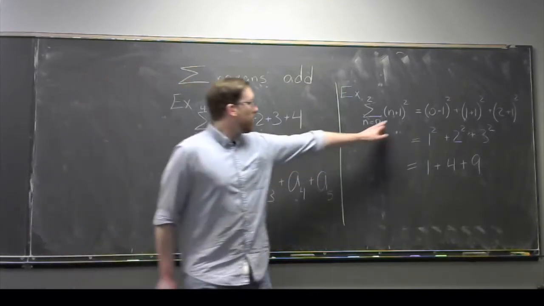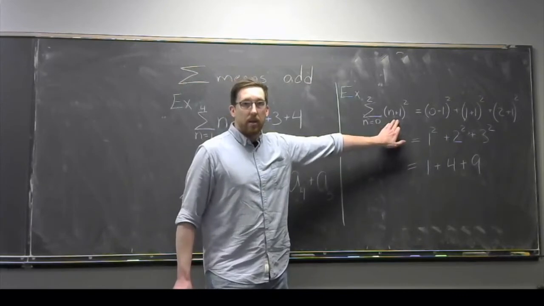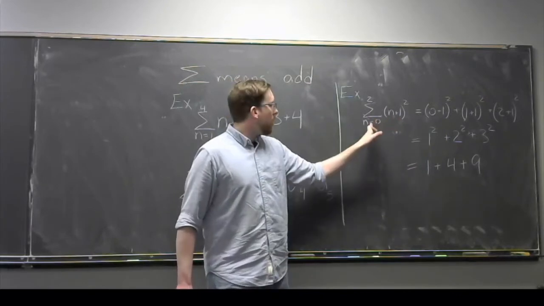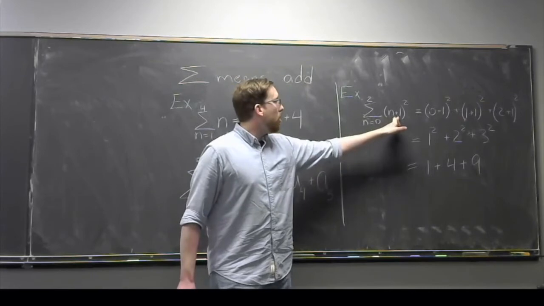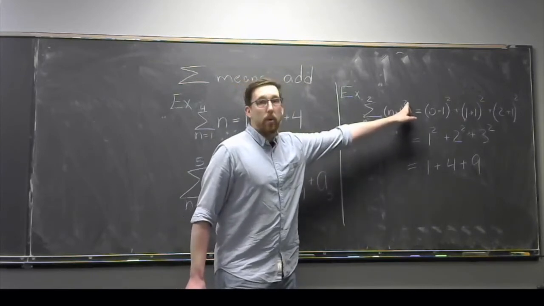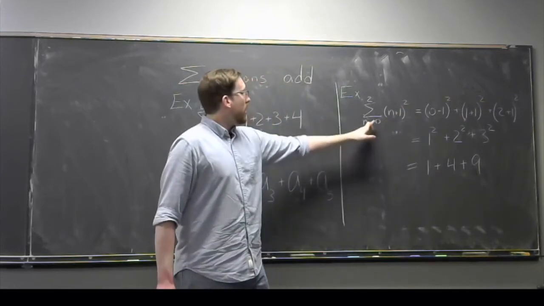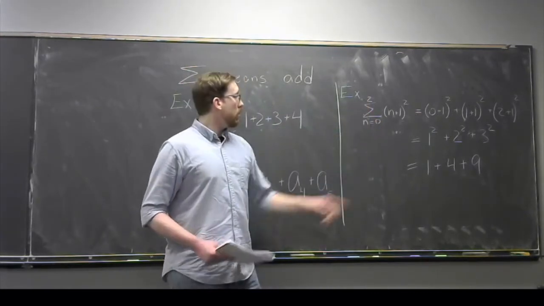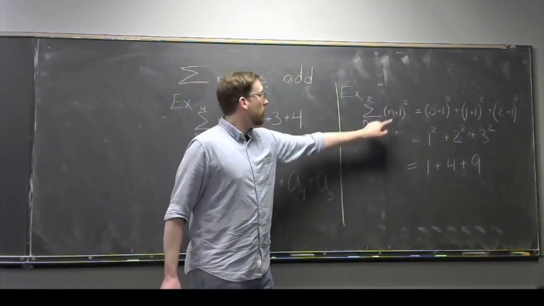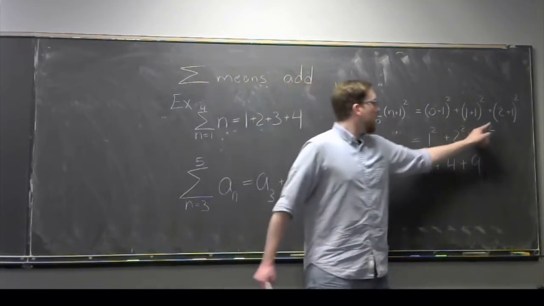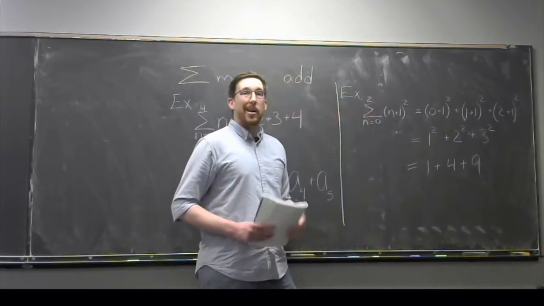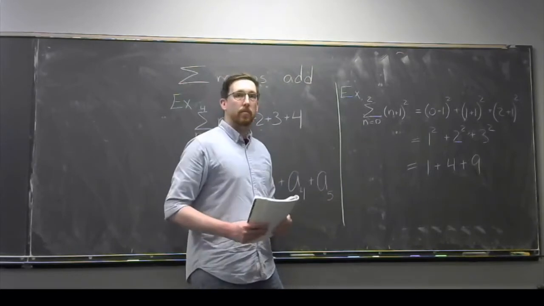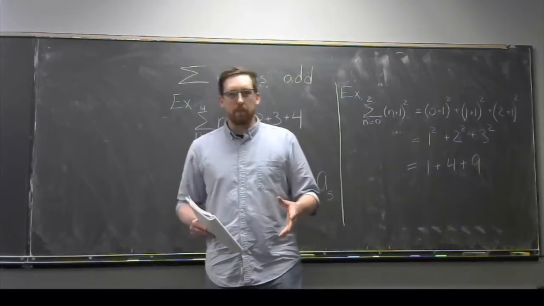Similarly, we could put an equation inside. We could be saying, all right, add n plus 1, the quantity squared, together from when n is equal to 0 up until n is equal to 2. So we would substitute in 0, 1, and 2 for n, just add all those together. That's really all this notation means.